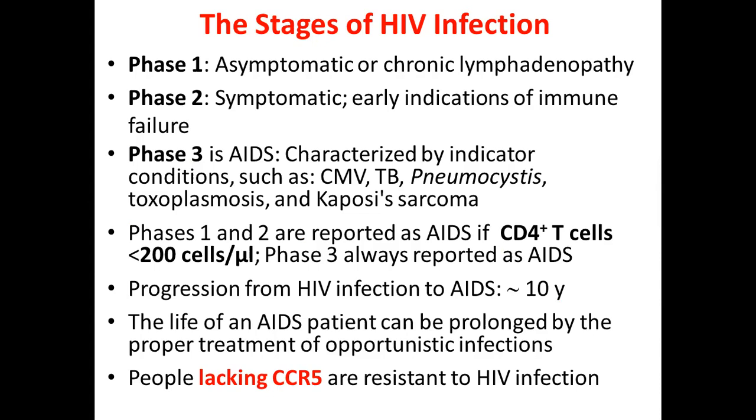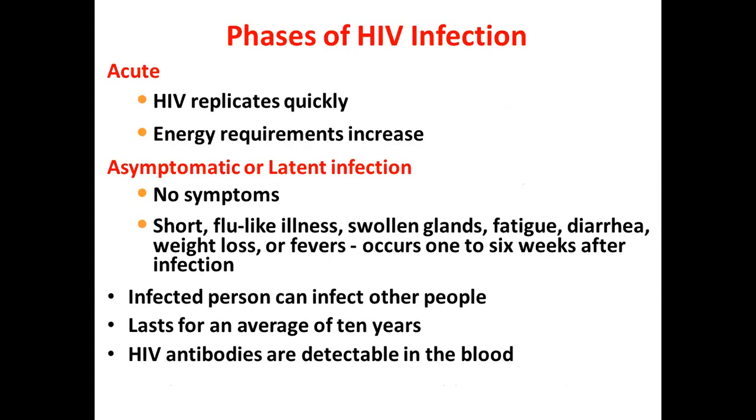Now the good thing is the people who are lacking CCR5 are resistant to HIV infection. Okay, so for MCQs you have to remember the name CCR5 is responsible. Now coming to the phases and stages I told you about, what is the virus doing? In the acute stage, HIV is getting replicated, and the energy requirements of the host are increased. Okay, the body has to fight the viruses.